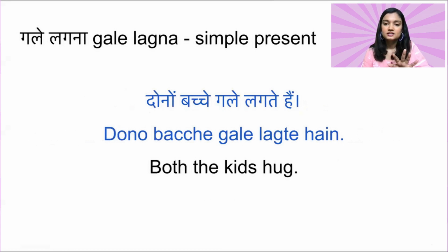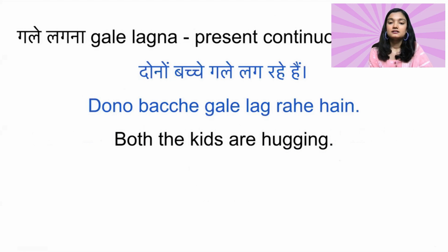You need to know the rules to be able to understand the difference between all the tenses and how the verb lagna changes its form in all the tenses that I'm talking about. So with simple present tense, you add ta, ti, te, and hence here dono bachche gale lagte hain to talk about something that is regular or common. Second is again using gale lagna in the same sentence but transformed into present continuous tense, where you talk about action that is taking place now. So to mean both the kids are hugging, you should say dono bachche gale lag rahe hain.